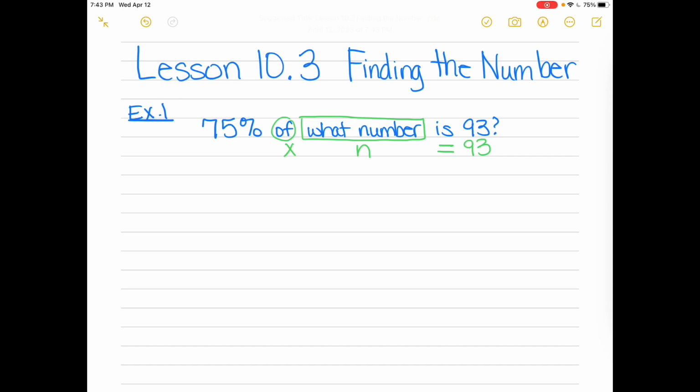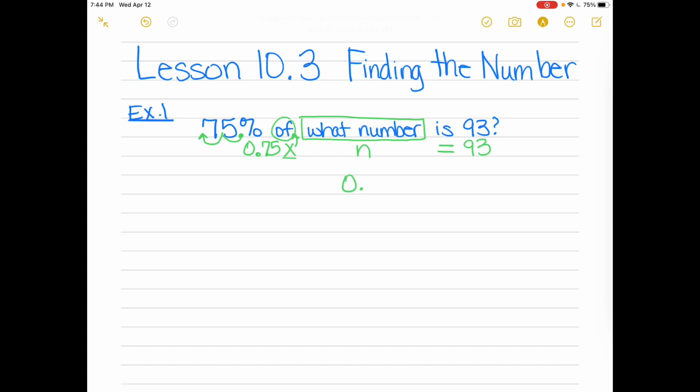75%. We don't ever use the percent sign in an equation, so we need to change this to a decimal. In order to change percent to decimal, we move the decimal point 2 places to the left. So my equation is 0.75 times n. That's not an x, that's a times. I'm putting it as an x because we have decimals in this, and a point would be kind of confusing. I want you to see that of means times. So 0.75 times n equals 93.